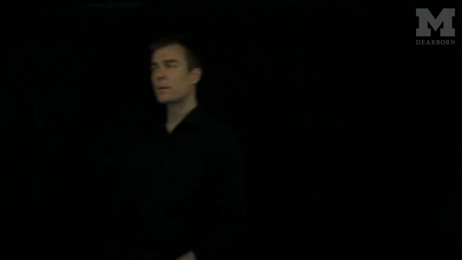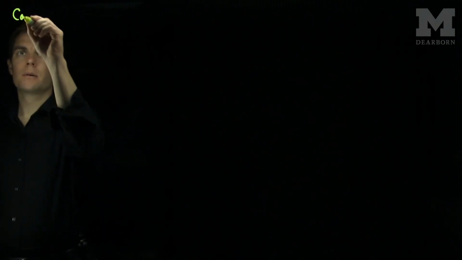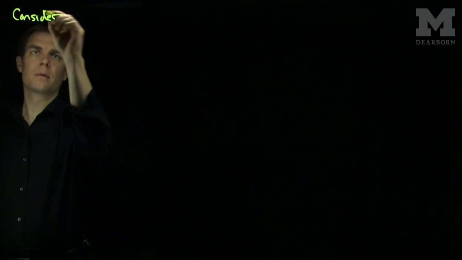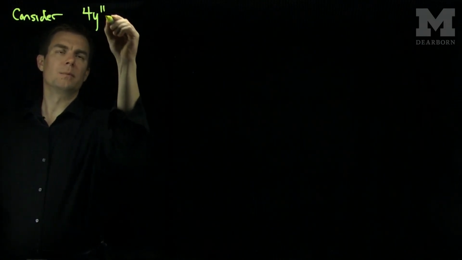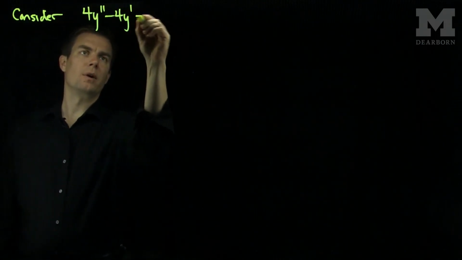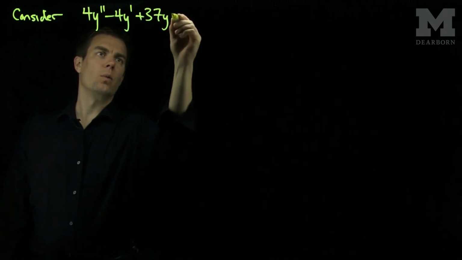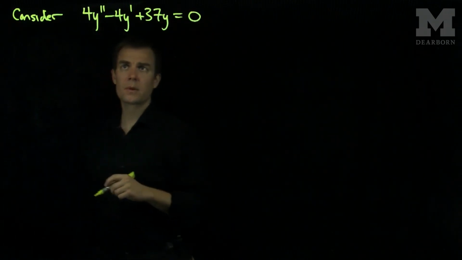Hello students, in this video we'll see an example of a constant coefficient ODE that has complex roots and how we can use Euler's formula to find real solutions of the ODE. Let's consider 4y double prime minus 4y prime plus 37y equals 0.